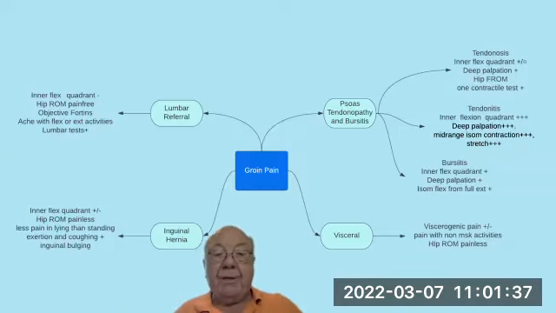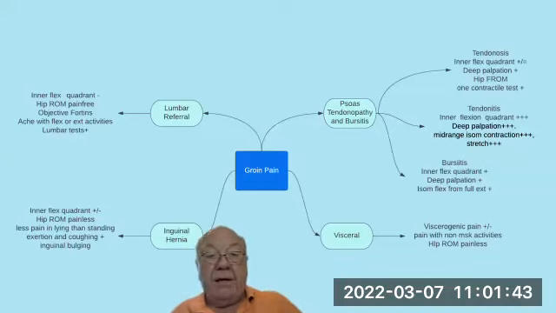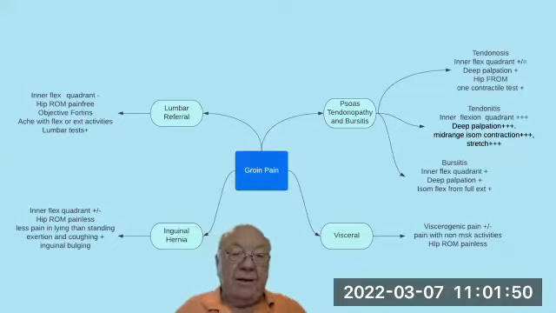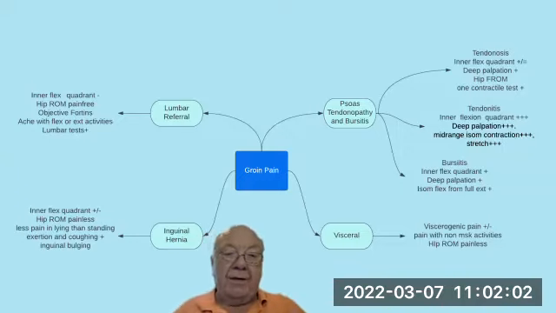Inguinal hernia: inner flexion quadrant may be positive again, may not, but it may be. Hip range of motion will be full range and painless, provided you don't squeeze the hernia with your testing. It's less pain on lying than there is in standing, but that's the same with most conditions you come to. Exertion and coughing make it worse, and there should be inguinal bulging.